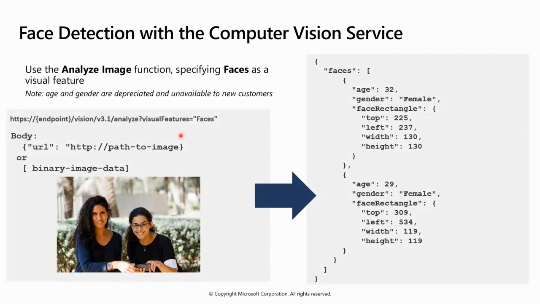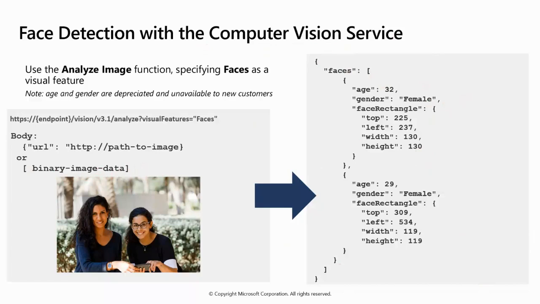Okay, so here we have our REST body, in this case the path of the image, or we can send binary image data. If you use binary image data, this is going to take a lot of time, so keep that in mind, guys. And these are our response: the faces, the approximate age, gender, and the face rectangle. This is, remember guys, using computer vision.